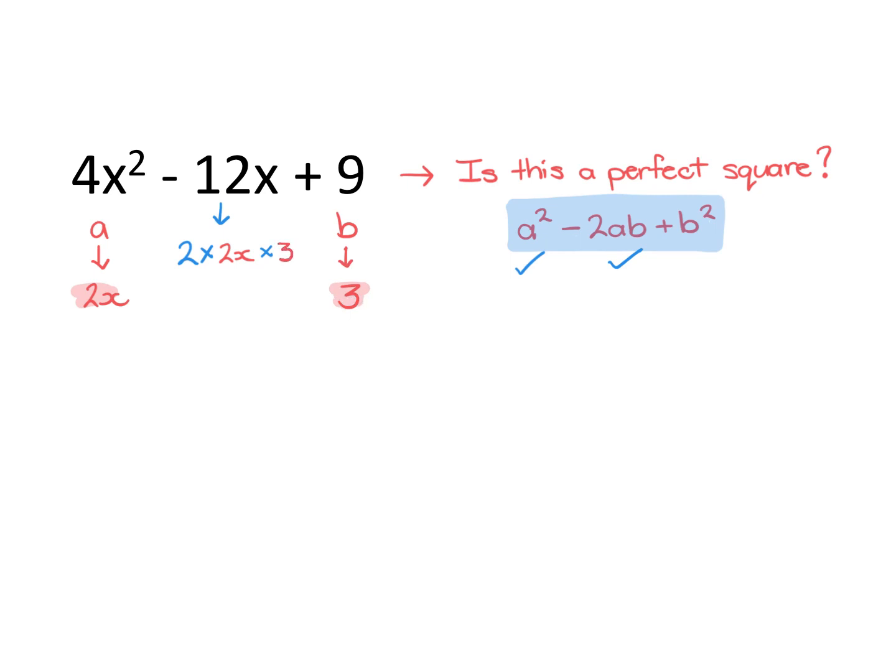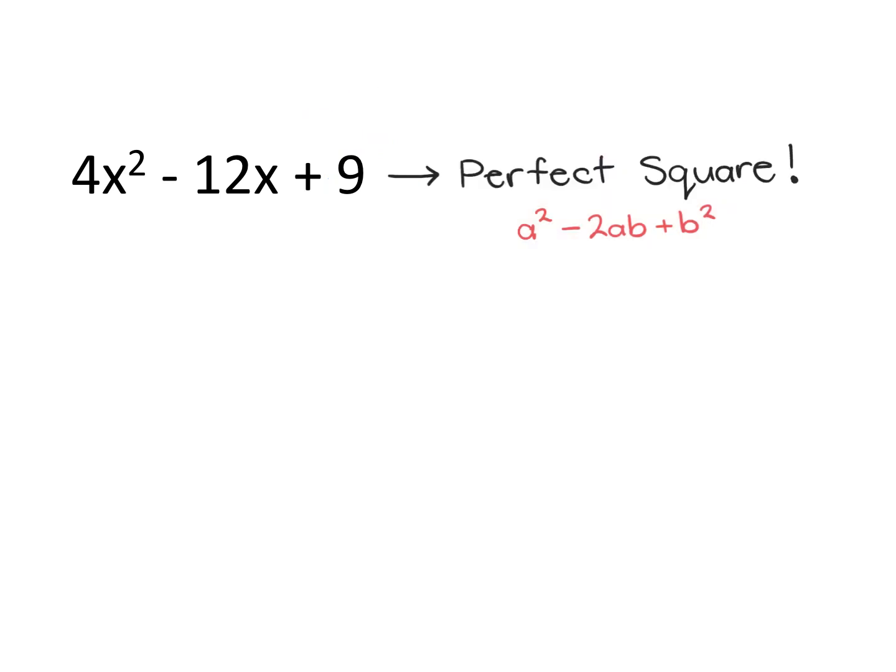Now let's multiply this out. 2 times 2x times 3, well, that actually comes to 12x. Okay, so our middle term is actually 2ab. Now, our last term should also be a square. So is 9 a square? Yes, it is, because you can find the square root of it. So everything checks out. This means that our question is actually a perfect square.